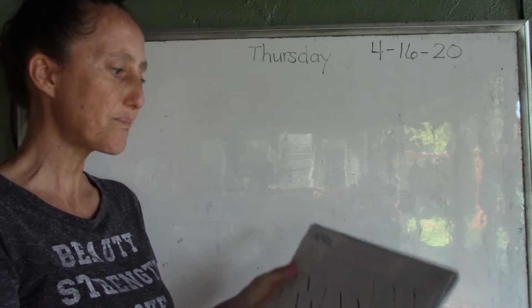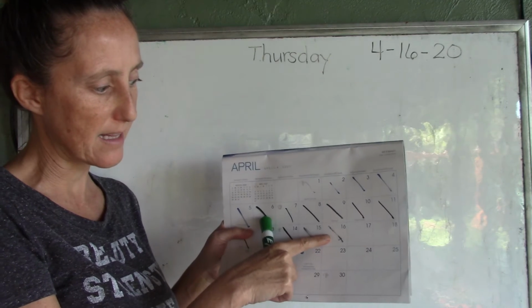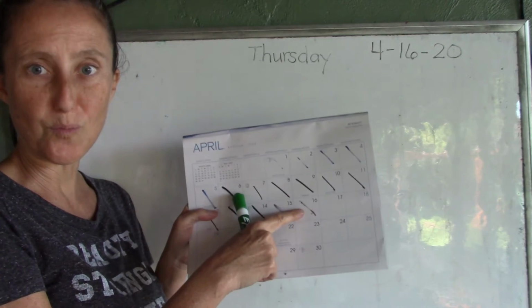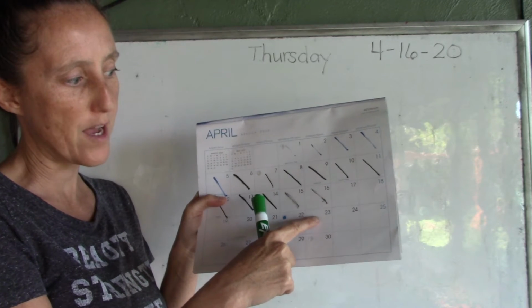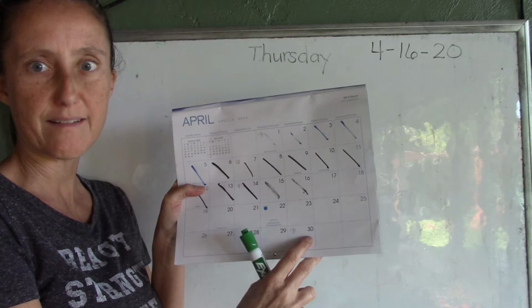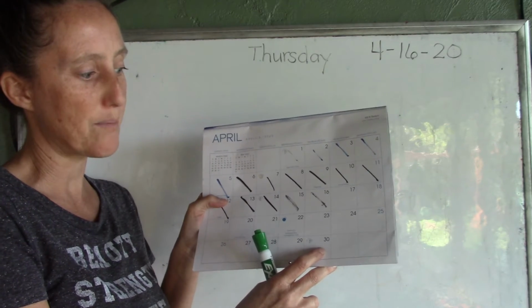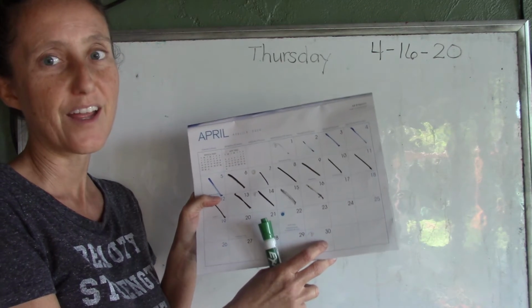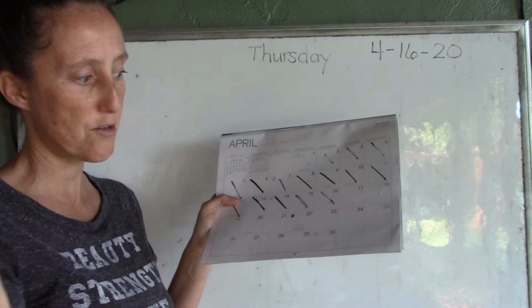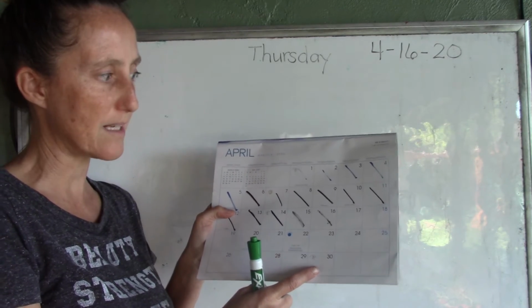Okay, so I wish I had my better marker, but I have to switch to my green one, okay? If today is Thursday, the 16th, what will it be in 2 more weeks? Can you see your calendar? 2 more weeks. So go down 1, 2. What number is that? 30. So in 2 weeks, it will be April 30. And how many days are in April? 30. So that would be the last day of the month, right? In 2 weeks. Very good.